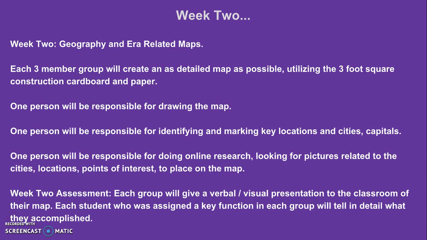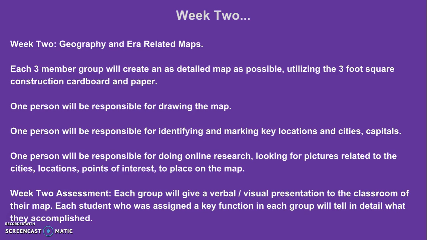Moving on to week 2, we're going to talk about the geography and the era-related maps. Each 3-member group will create as detailed a map as possible utilizing 3-foot square construction paper. One person will be responsible for drawing the map. One person will be responsible for identifying and marking key locations, cities, and capitals. One person will be responsible for doing online research, looking for pictures related to the cities, locations, and points of interest.